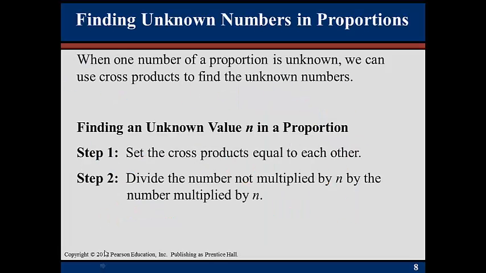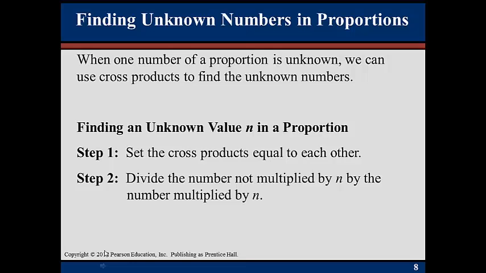Okay, so now we know how to write proportions, and we know how to tell whether proportions are true or false. What if we are looking for unknown numbers in our proportion? When one number of a proportion is unknown, we can use our cross product, or cross multiplication, to find the unknown numbers. Here are your steps.